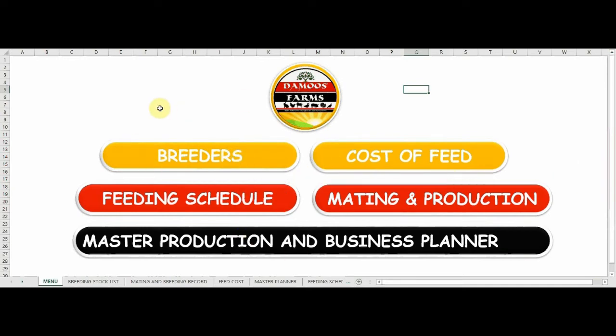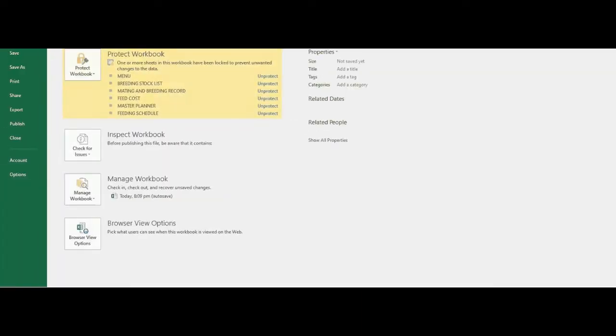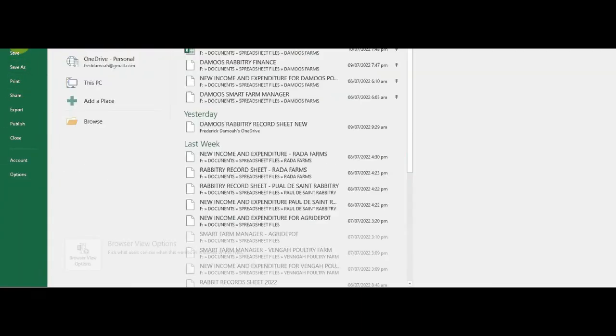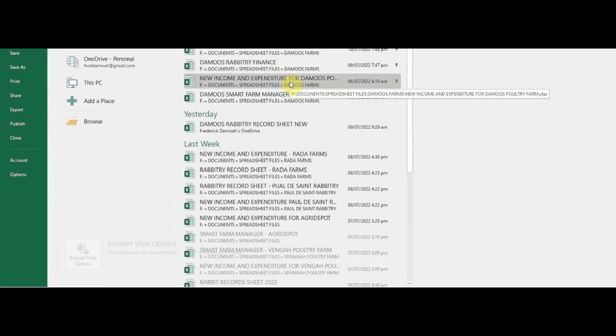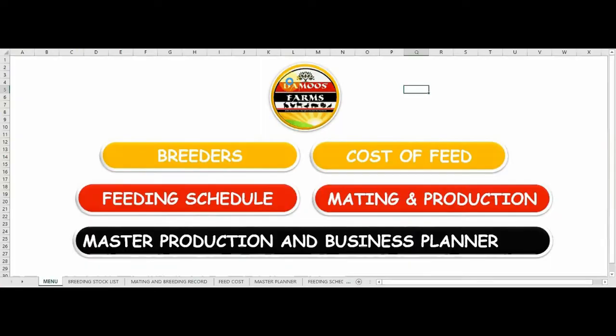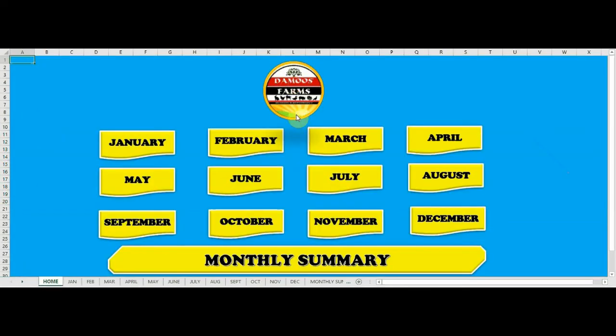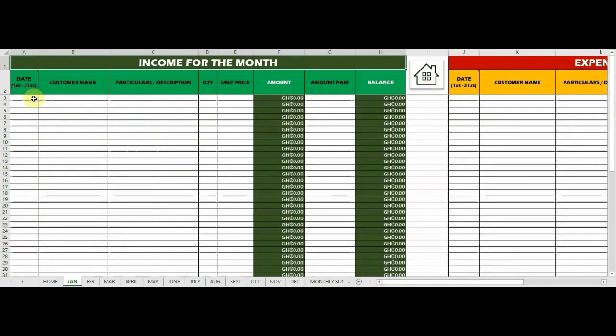Okay. Now let me see if I can open the income expenditure for you to see how that one works. Let me use this one, I have not entered so many things yet. So this is how the income and expenditure looks. January, you come and enter your figures. Let's say your income was you sold 30 rabbits. The unit price was 60 cedis. Then it amounted to 1,800. Then how much did the person pay? 1,800. I made that room so that in case somebody is owing you can see.